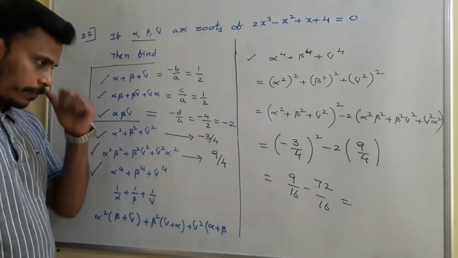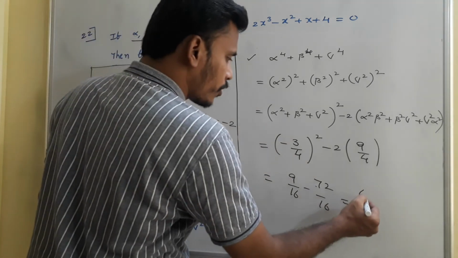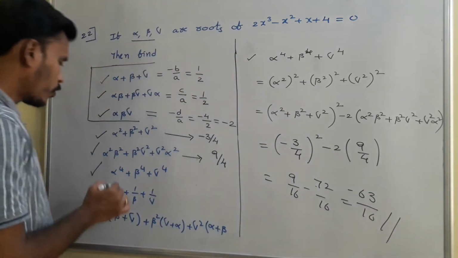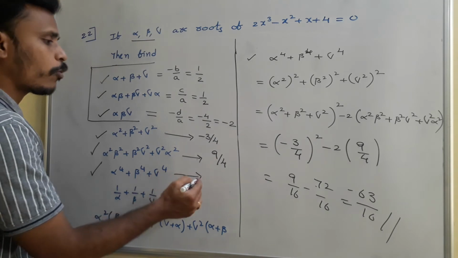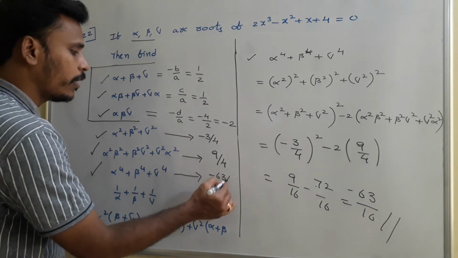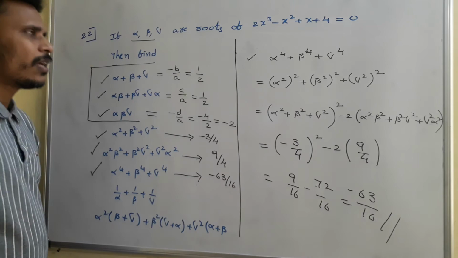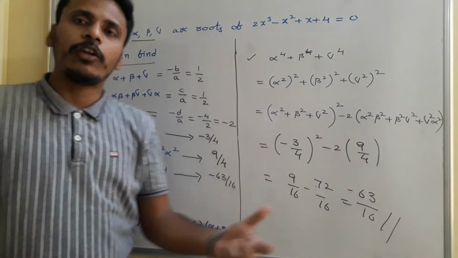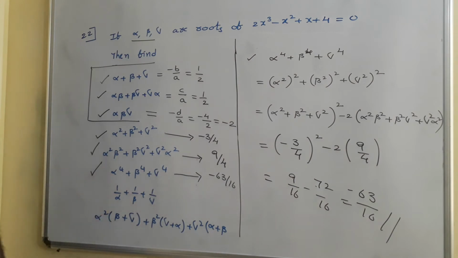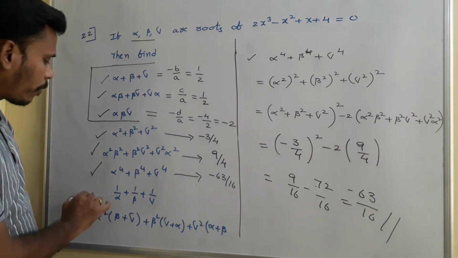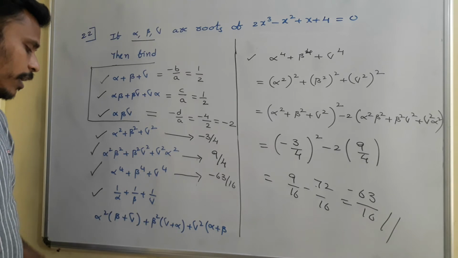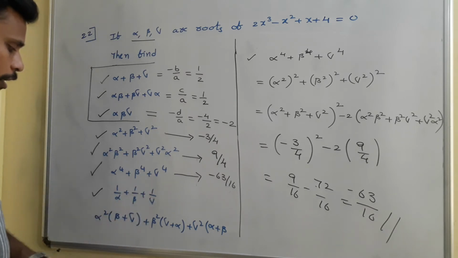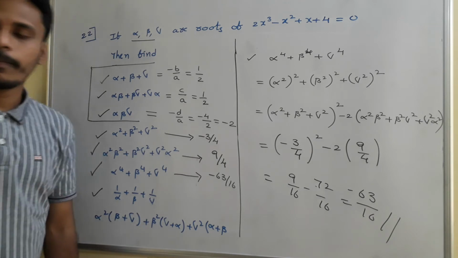What is its value? 63. Minus 63 by 16 is this value. So this alpha power 4 plus beta power 4 plus gamma power 4 is simply minus 63 by 16. See, the given polynomial is a randomly taken one, and that's why the values may be a bit different. Okay, just have a look and then try to find this 1 by alpha plus 1 by beta plus 1 by gamma. I think it is very simple, just by taking LCM. You just do it and then think about the next one. Okay, have a look.